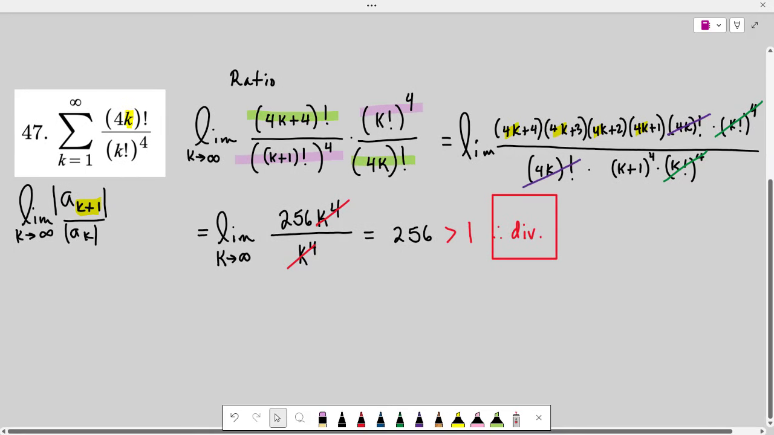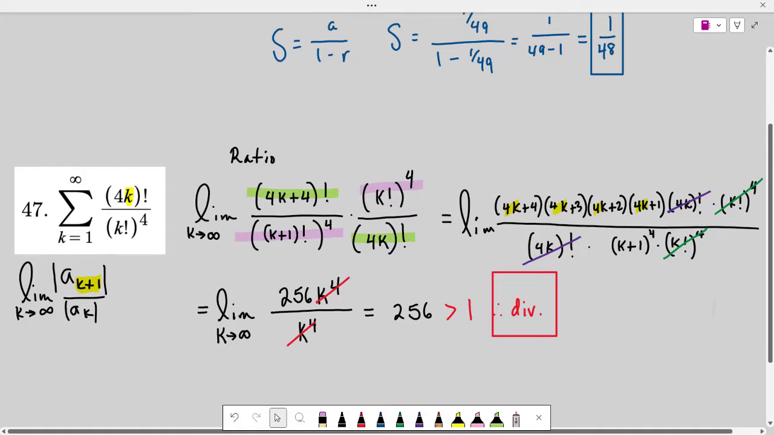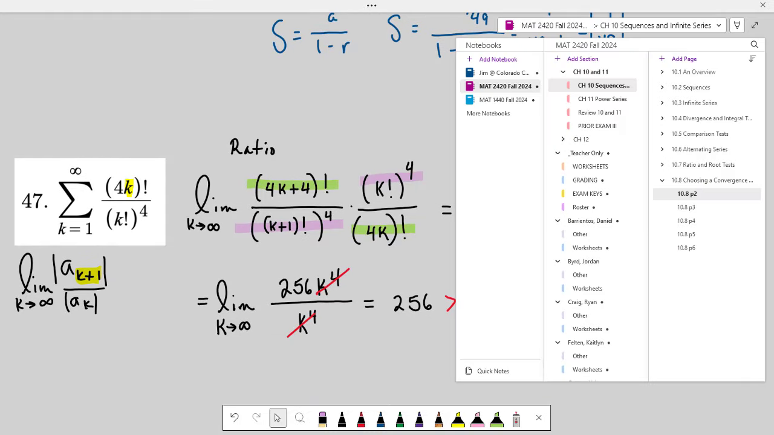So these factorial ones, when they start mixing factorials and powers, it's really hard to have an intuition for whether it's going to converge or diverge. It's really hard. All right, let's try another.